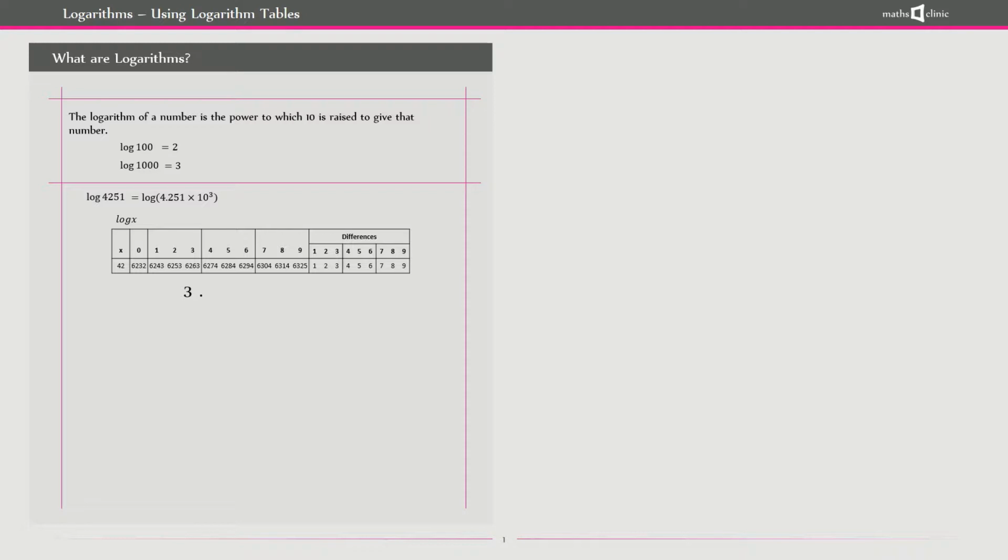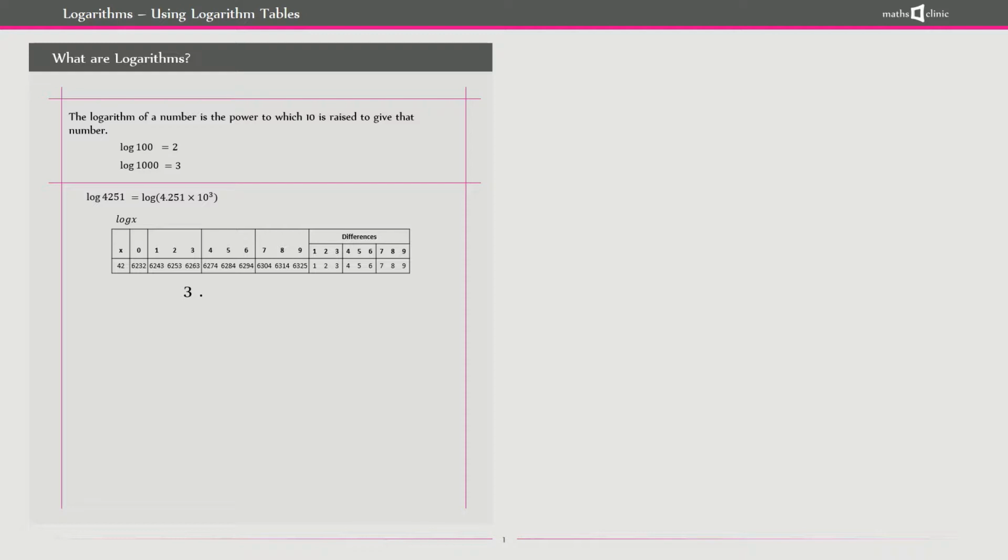We have 3 point. Now, when you express the number in standard form, you have 10 to the power of something. That power of 10 is the whole number part of the logarithm. It will all get clearer in a second. Now that we have 3, we're going to use 4251 to get the rest of the numbers, because we're going to get 3 point something. So we use 4251 to get the remaining numbers, the decimal places.